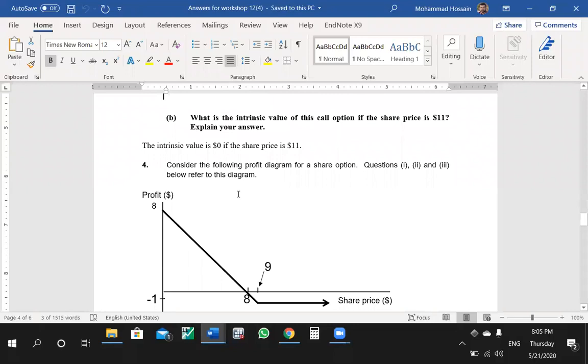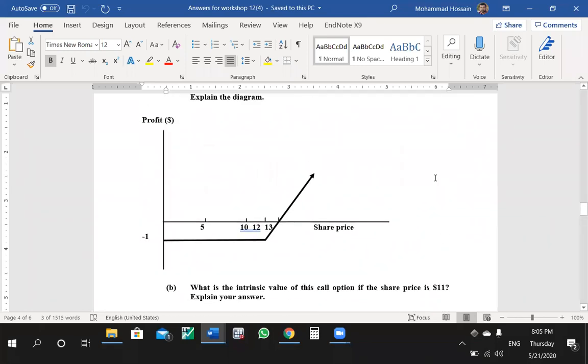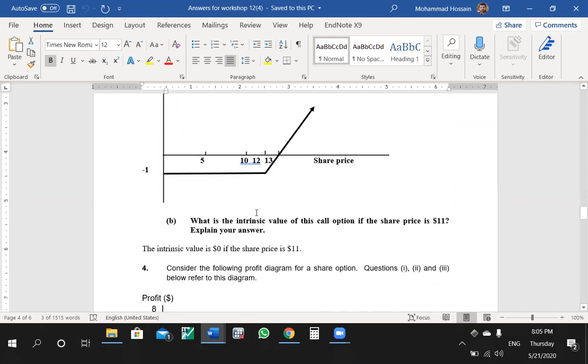And here they want you to calculate the intrinsic value. For the intrinsic value of the call option, if the share price is $11, they're going to pay actually $12. So the market price is 11, they're not going to use this opportunity. So the value is 0 then.